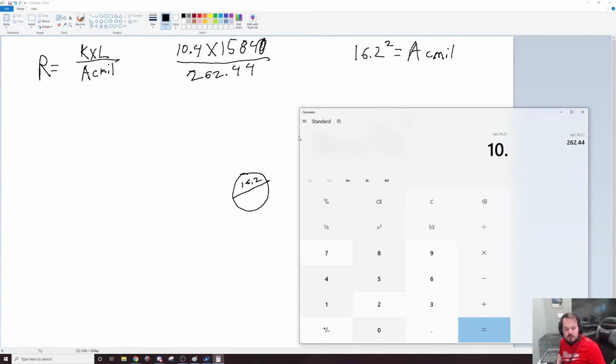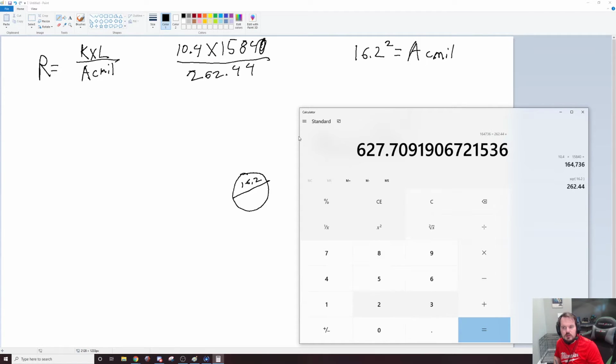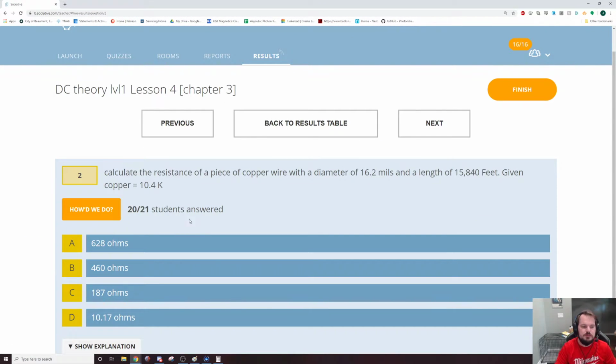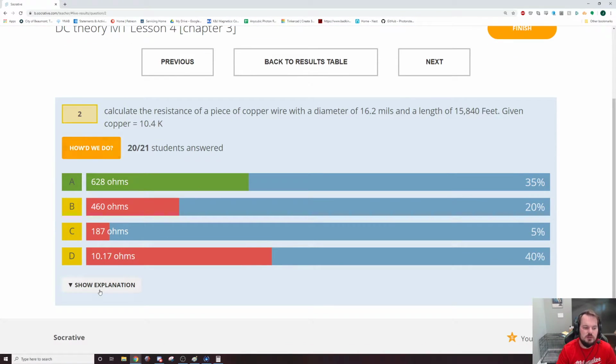So now that we have the diameter in mils squared, 10.4 times 15,840 gives us 164,736. Then we're going to divide that by 262.44, which gives 627.709. So 628 ohms is our answer. Do we have an explanation? We do not have an explanation.